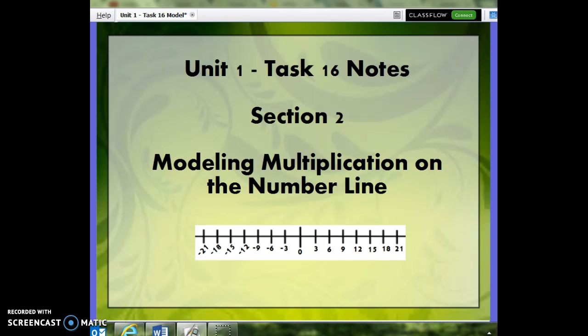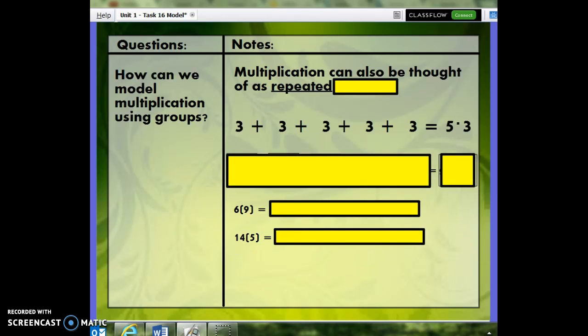In this section, we will look at modeling multiplication on the number line. How can we model multiplication using groups? You may have seen multiplication represented very different ways in elementary school, talking about grouping, talking about repeated addition. It turns out that all of these ideas come together to model multiplication on a number line.